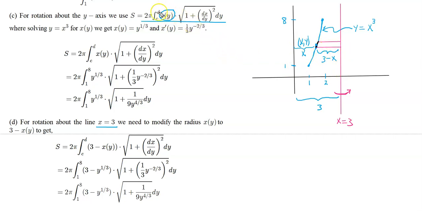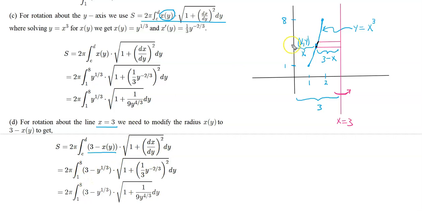So instead of x, we're going to replace it with 3 minus x, and that's exactly what we do. Down here we have our modified formula. Our surface area is 2 pi, integrated from c to d, of 3 minus x. That's exactly what we have right here. And the x is still y to the 1/3 power. That doesn't change. dx dy is still 1/3 y to the negative 2/3. And our limits of integration are 1 to 8.